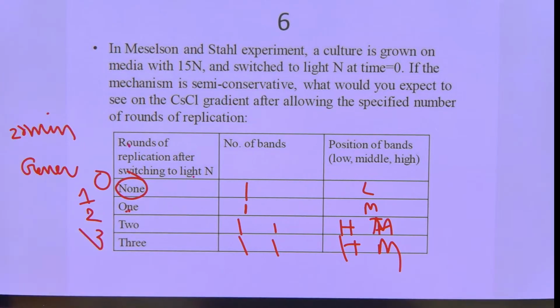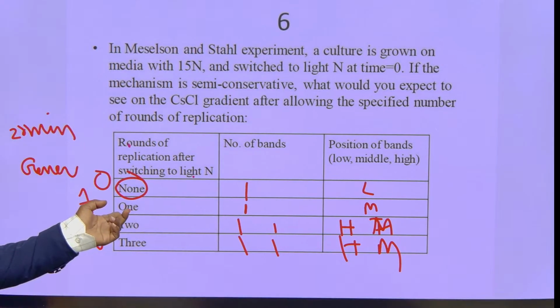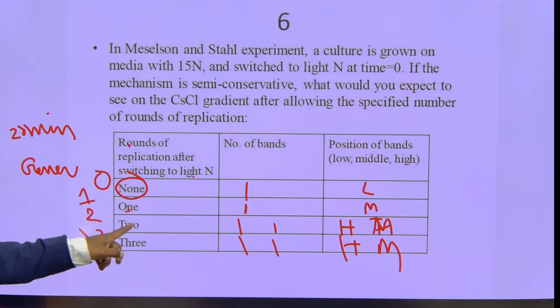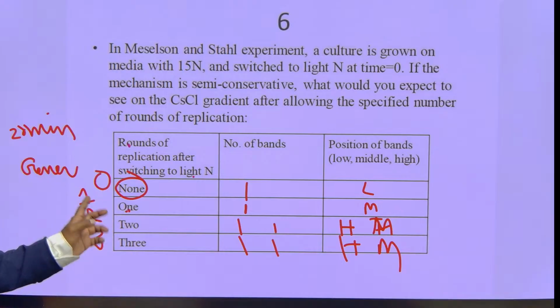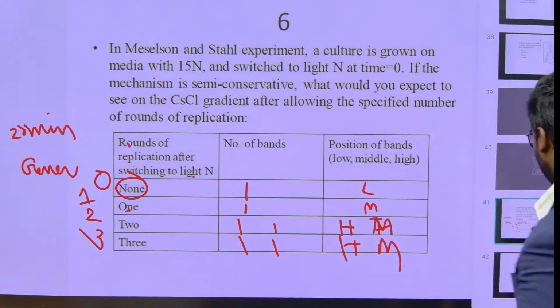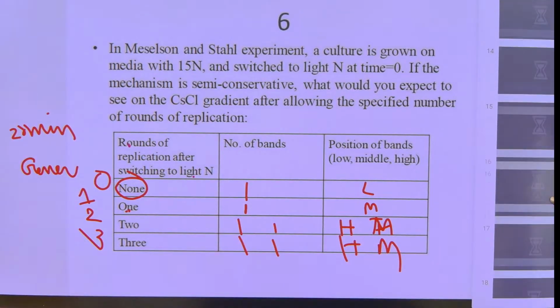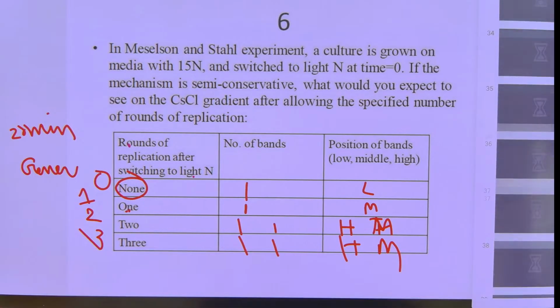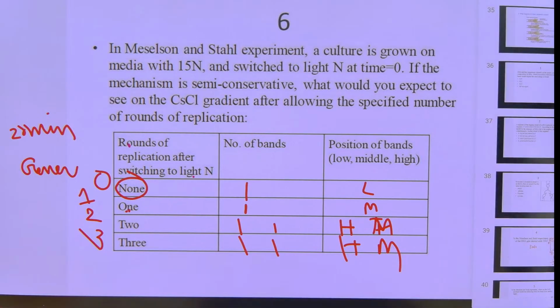None represents 0 generation time, or the starting interval. Then 1, 2, 3 represent when N15 is transferred to the N14. So compulsory, whomever got the doubt, try to understand that very correctly. Once again watch it. If you still find any difficulty, please ask me.